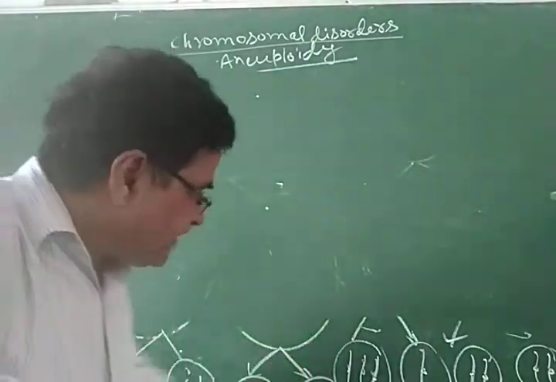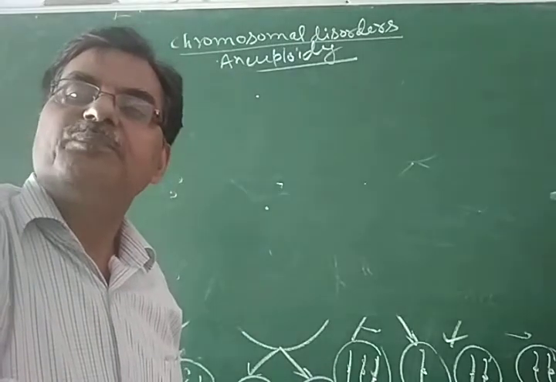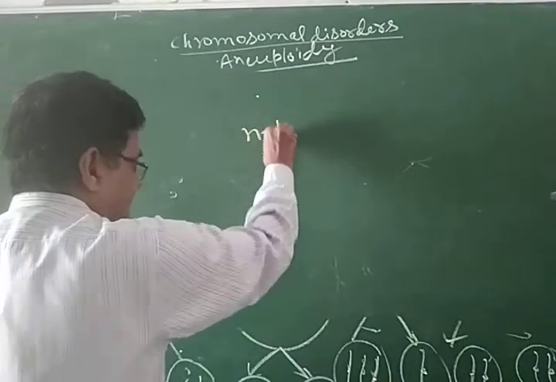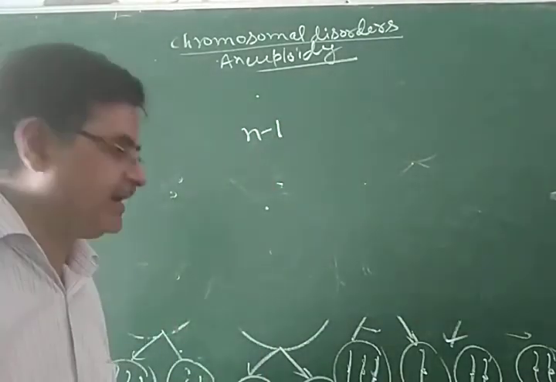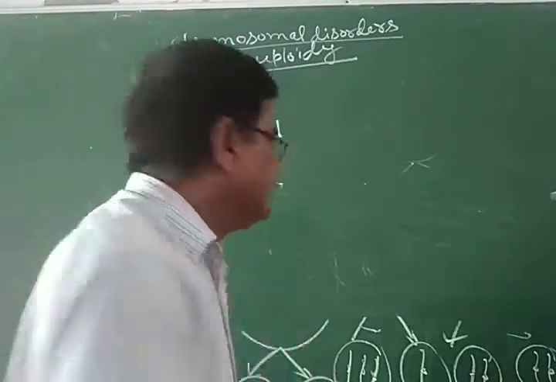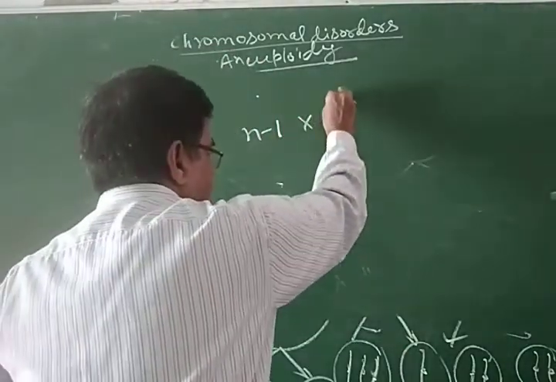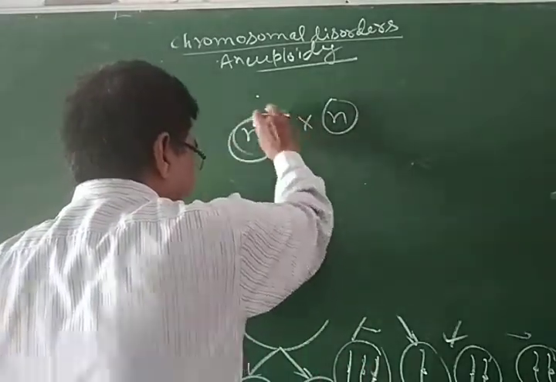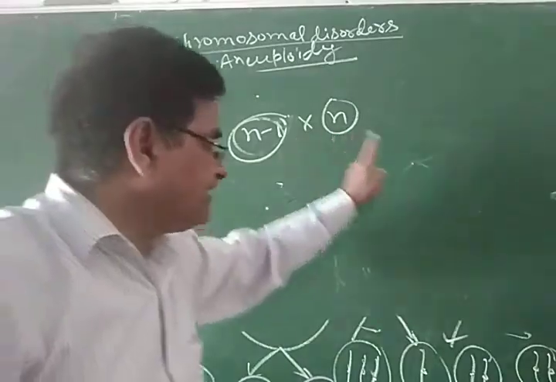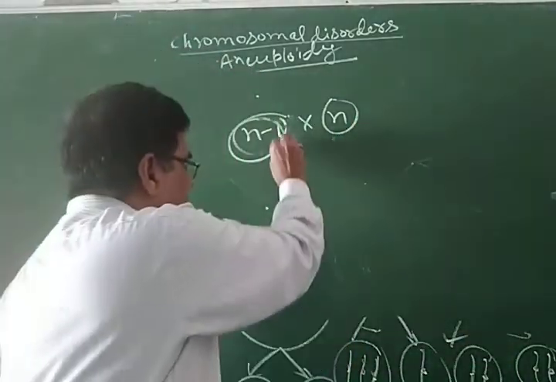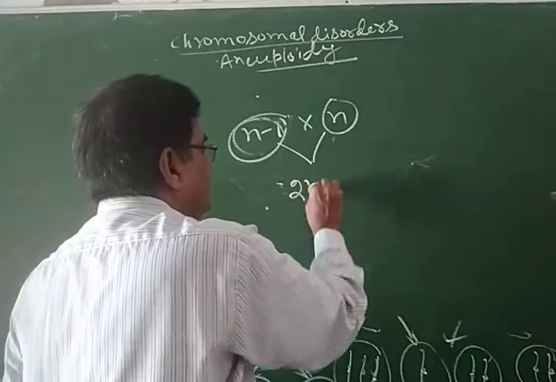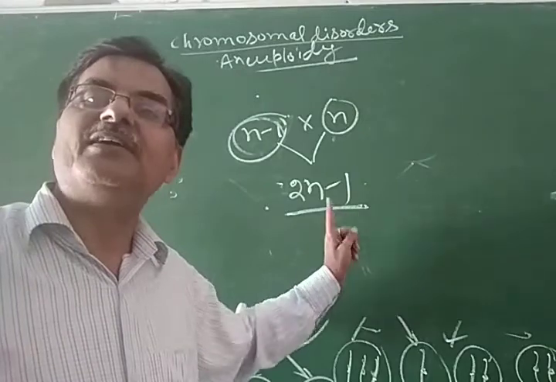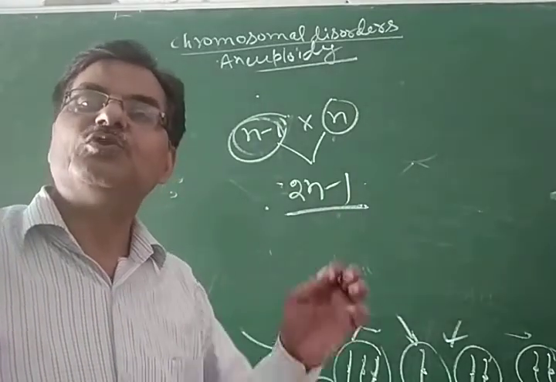And suppose these are the different types of gametes produced. Suppose this is the n minus 1 male gamete, and this one is the normal n female gamete. When they fuse together, what will be the condition? 2n minus 1. This is called the monosomic condition.